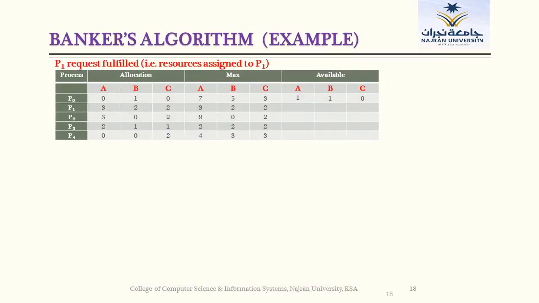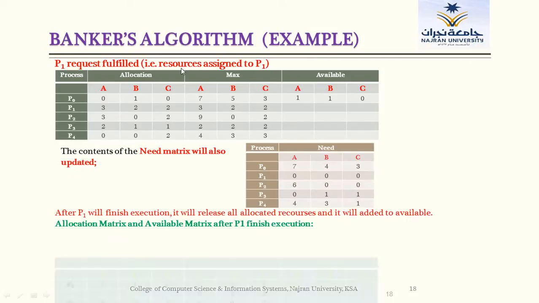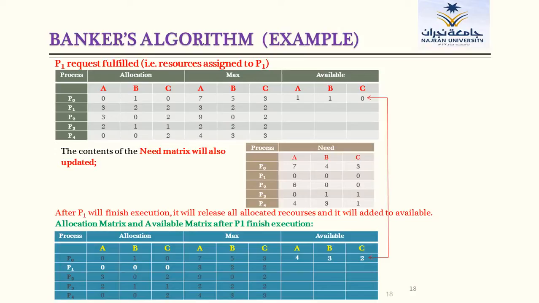Now what is the next step? P1's request is fulfilled, that is, resources are assigned to P1. Now this is the situation, but after that, when P1 finishes his work, because his request is fulfilled, of course he will finish his work and then he will release all the resources. After P1 finishes execution, it will release all the resources and add them to the available.